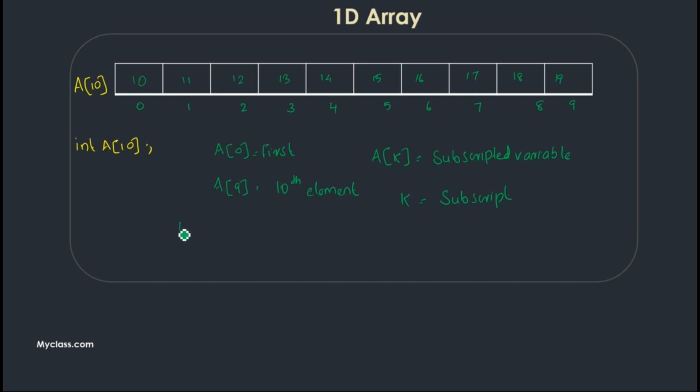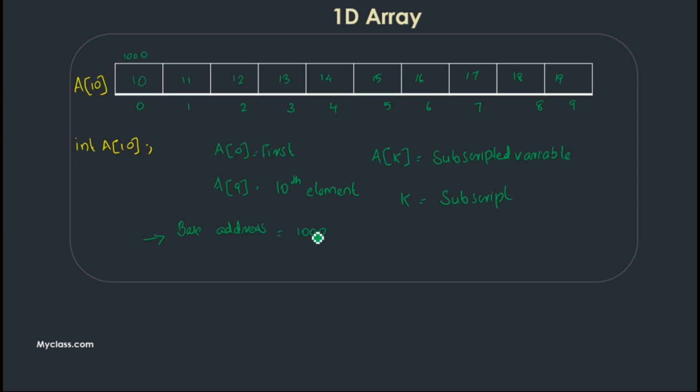One more concept, the base address of an array. Base address means the starting address of the first element of that particular array. Let's assume that this is the memory location 1000. So here the base address of this array is 1000.